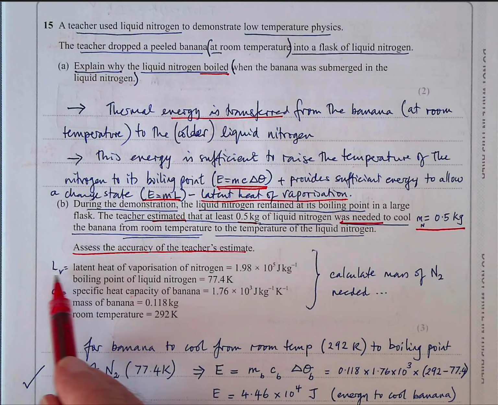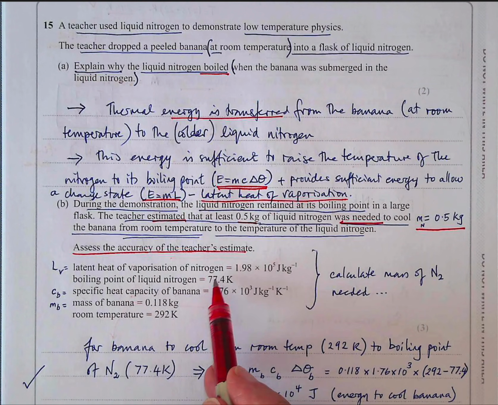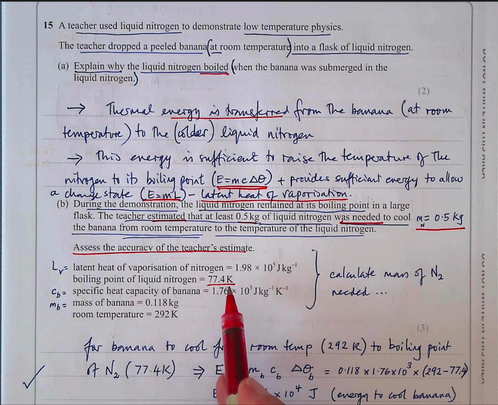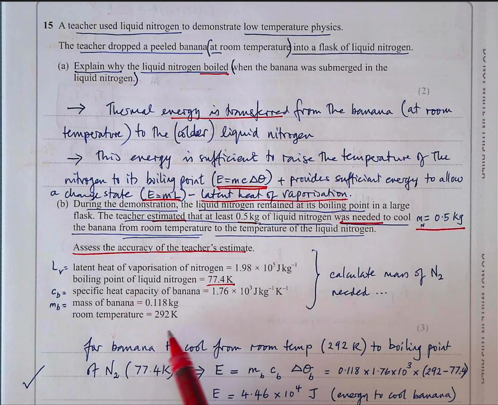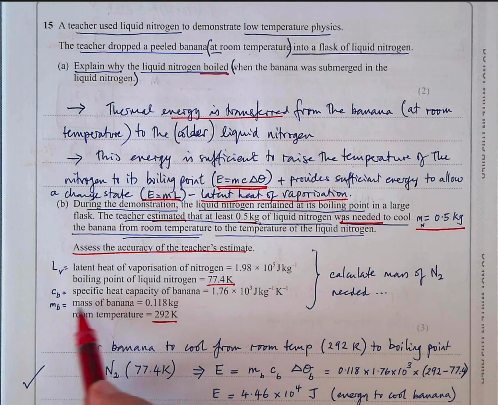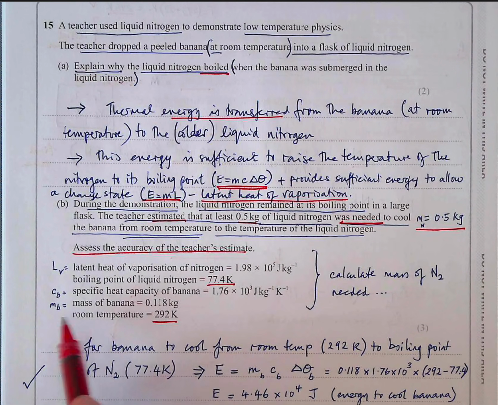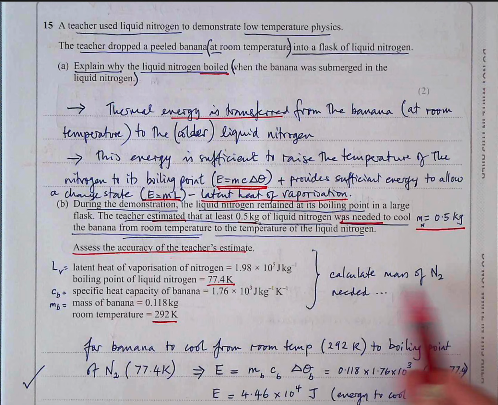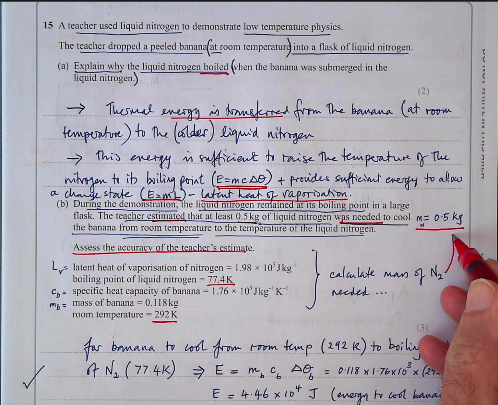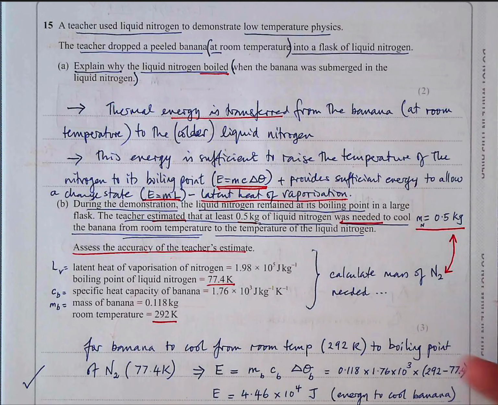So they're giving us the latent heat of vaporization of nitrogen. They're giving us the boiling point of nitrogen, 77.4. And we know the room temperature, presumably. Yes, there it is. So we know the change in temperature. We know the mass of the banana, and we know the specific heat capacity of the banana. Okay, so we've got mcΔT. So we're going to calculate the mass of nitrogen needed and then compare it to the teacher's estimate and see if the teacher was accurate.